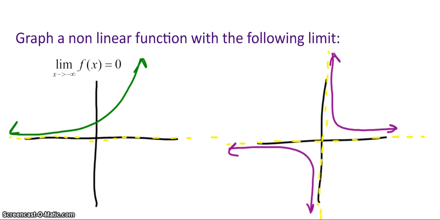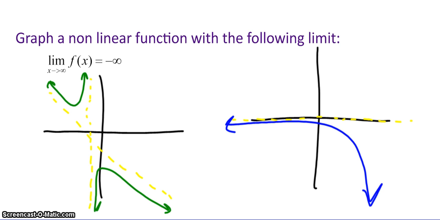The limit as x goes to -infinity of f of x equals 0. So our standard exponential growth function has that property. Again, a rational function now with a horizontal asymptote of 0 would also have that property.